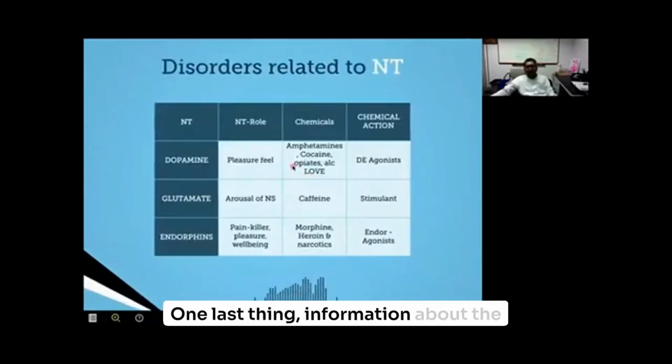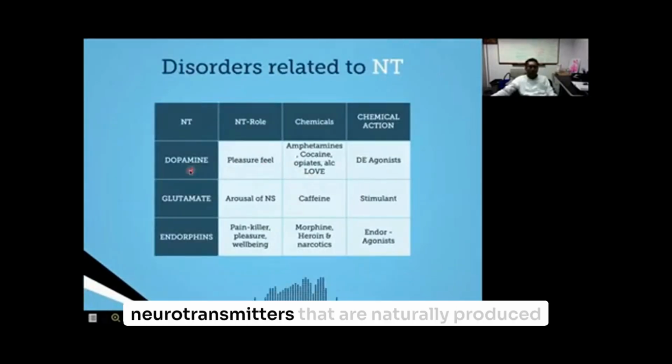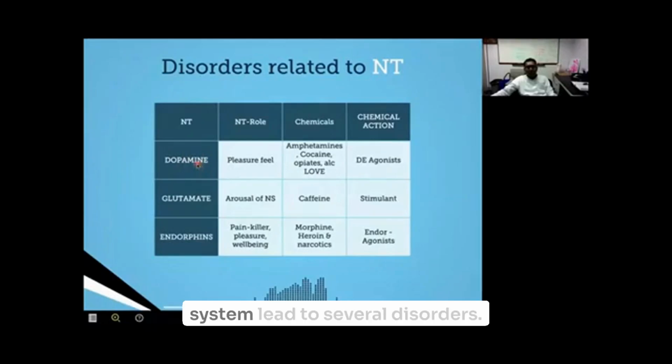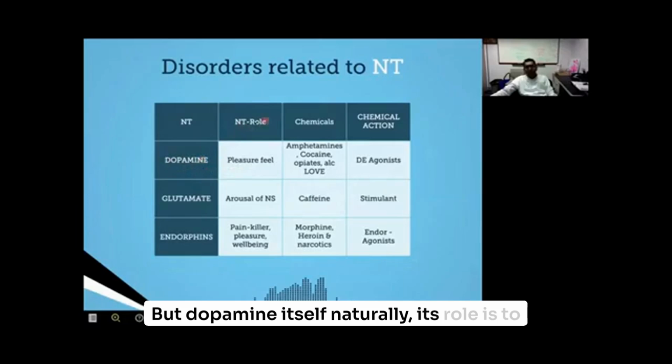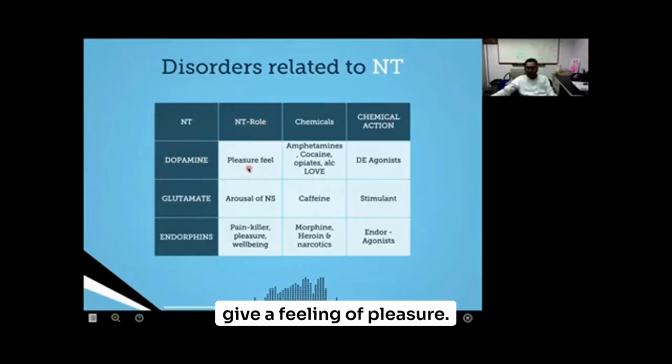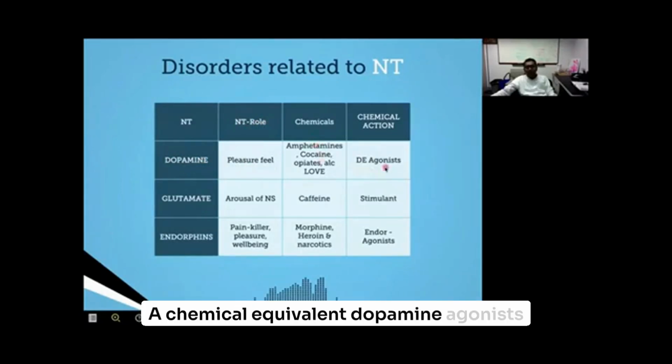One last thing, information about the specific actions of some important neurotransmitters that naturally occur in our body. For example, dopamine: we have seen increase or decrease in the amount of dopamine in the system due to several disorders. But dopamine itself, naturally, its role is giving a feeling of pleasure. Chemical equivalent dopamine agonists include such chemicals as amphetamine, cocaine, opiates, alcohol. All these things mimic the action of dopamine, thereby acting as agonists and giving you the feeling.